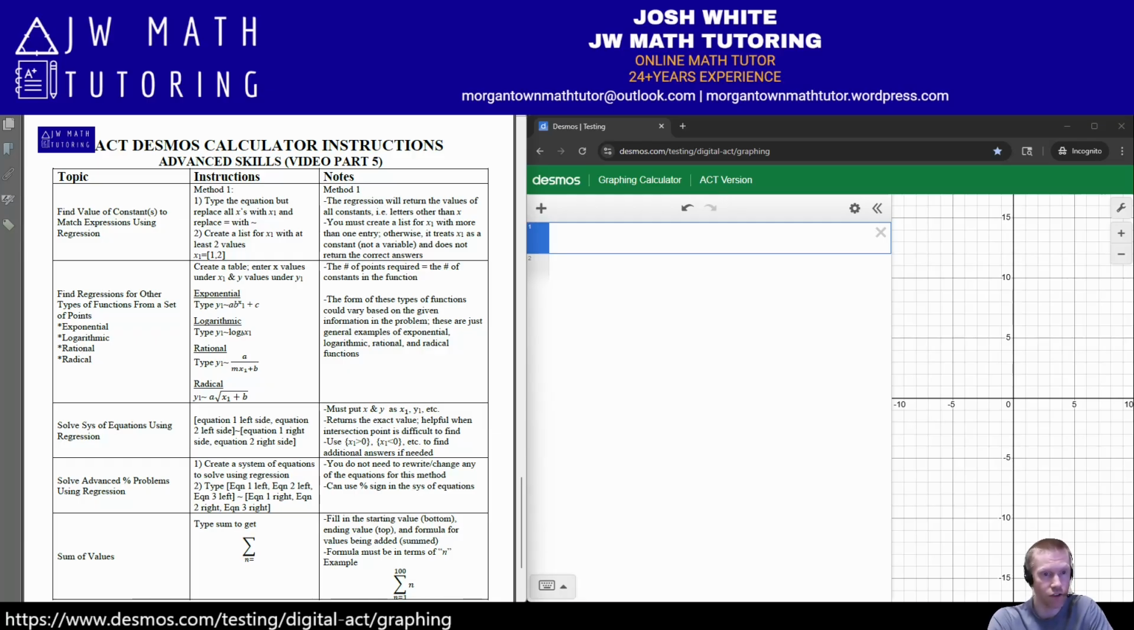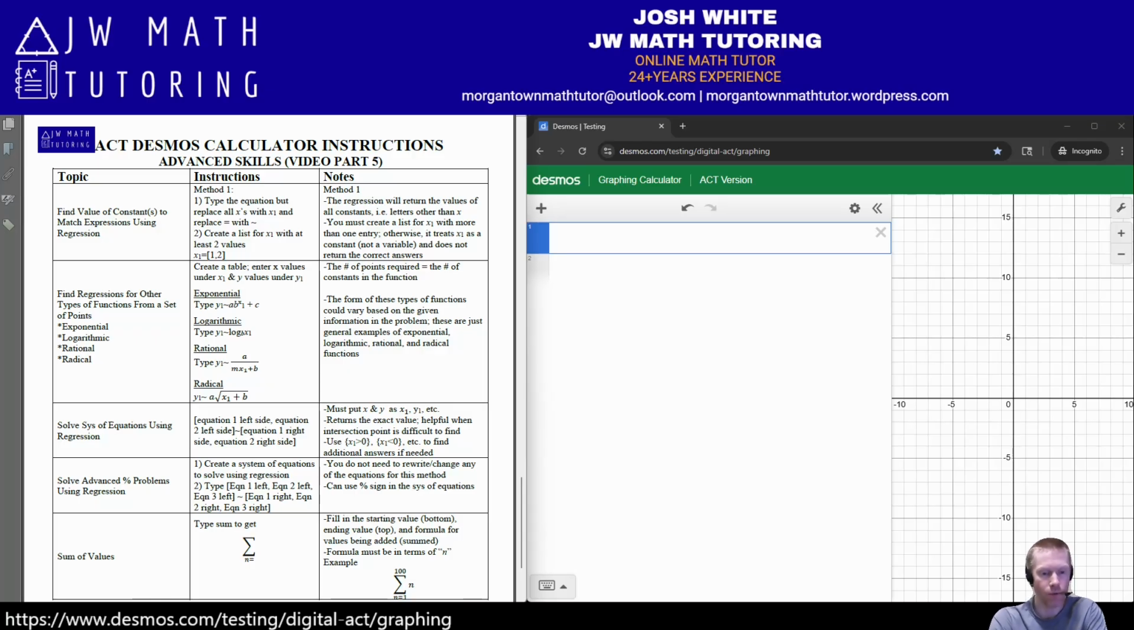You can also use regression for exponential functions, logarithmic functions, rational functions, radical functions. I don't have it listed here because I don't think it's very common on the ACT. It's much more common on the SAT, but quadratic functions as well. So these are just general, generic forms that you see on the screen here, but in the problem itself, the specific variation of the function could differ, depending on how it's set up.